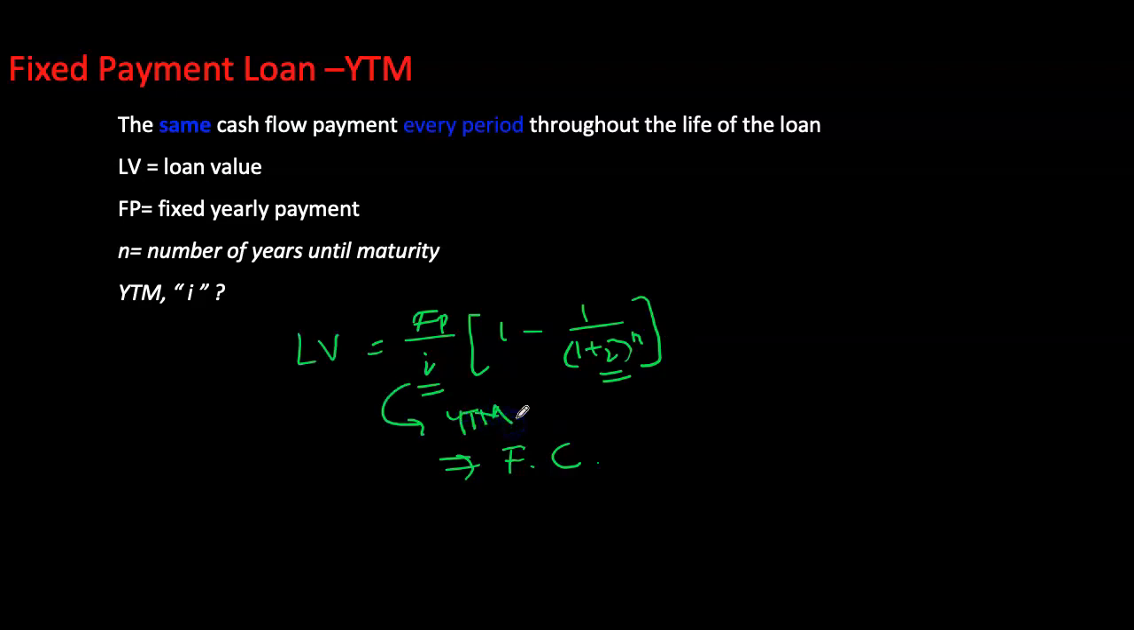because we will not be able to isolate our yield to maturity. Now, alternatively, you could have a problem in which you know the loan value, you know the interest rate at which you're discounting it, you know the number of time periods to maturity, but you want to calculate the fixed payment. And this is a common problem that we see in mortgage contracts.